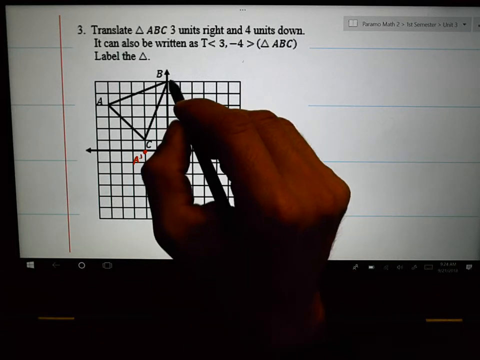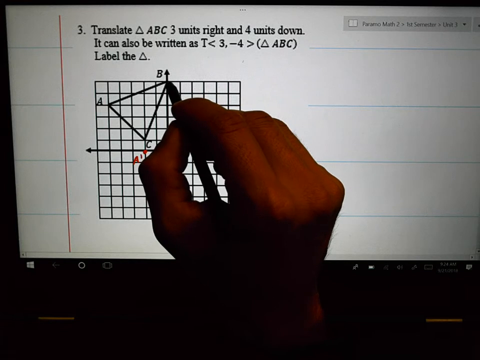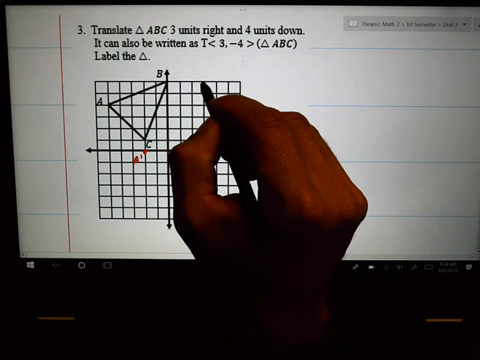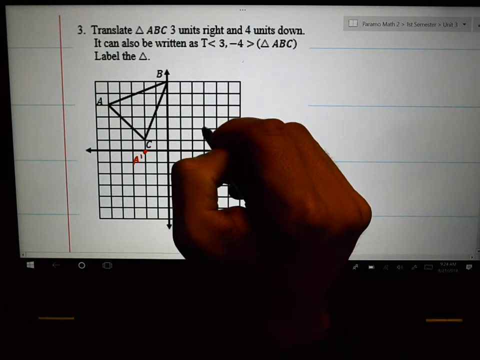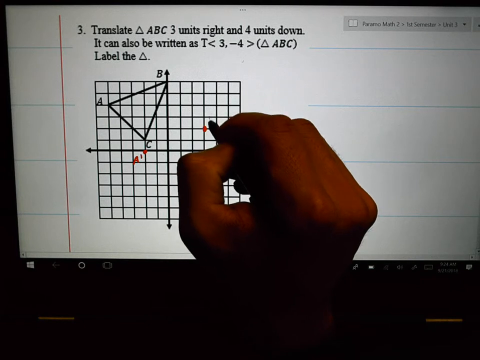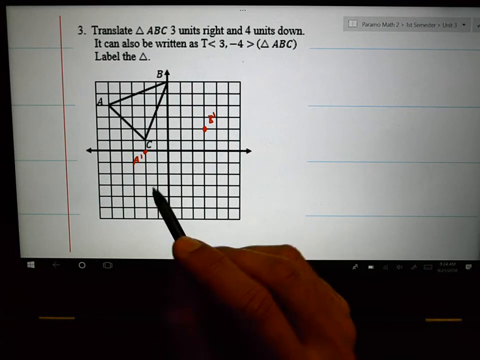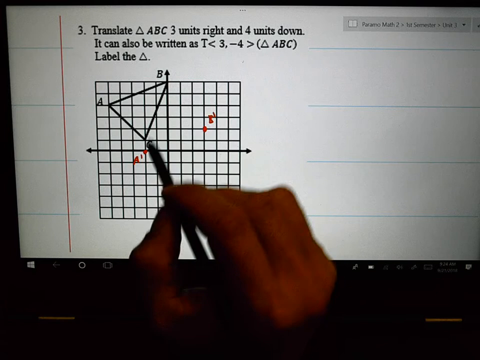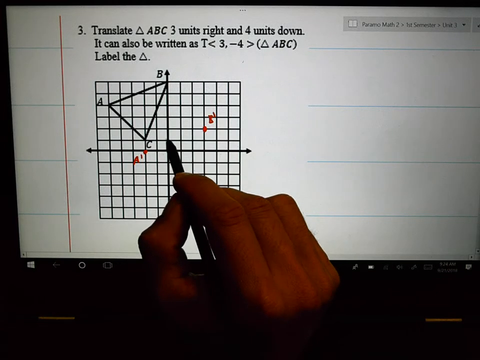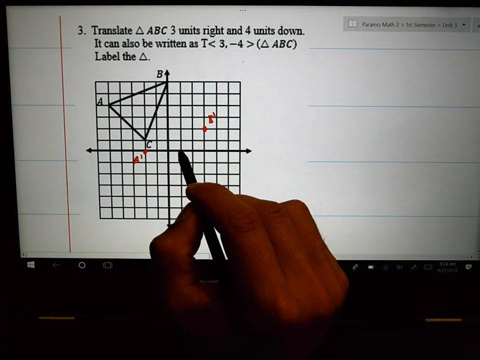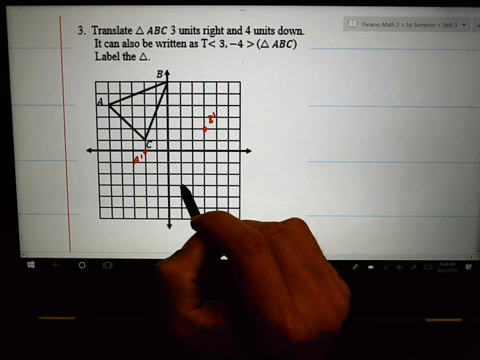B is going to go 3 units right and 4 units down. 1, 2, 3, and 4 units down. 1, 2, 3, 4, which is B prime. And C does the same thing. 3 units right, 1, 2, 3, and 4 units down. 1, 2, 3, 4. C prime is now here.